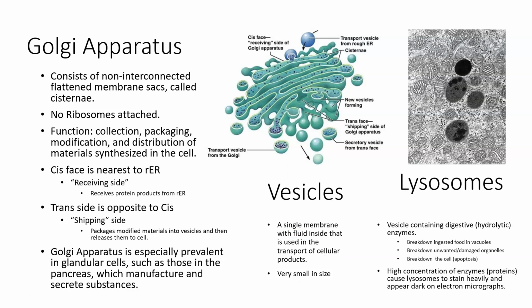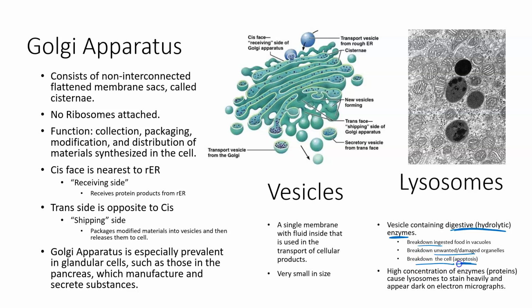Lysosomes are similar to vesicles, but they are very different. Lysosomes are a single membrane that has fluid inside, just like the vesicles, but the protein products that they are containing have hydrolytic or digestive enzymes specifically within them. And so they utilize these digestive or hydrolytic enzymes to break down ingested food, break down unwanted damaged organelles, or even break down the cell if the cell wears out or if the cell dies.